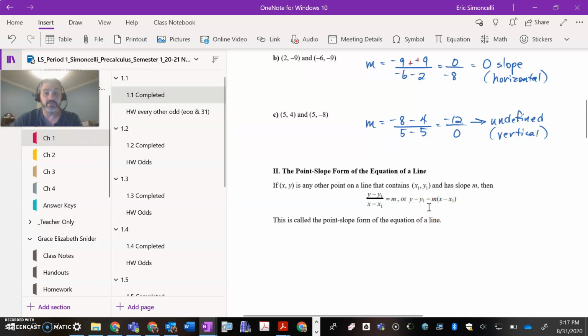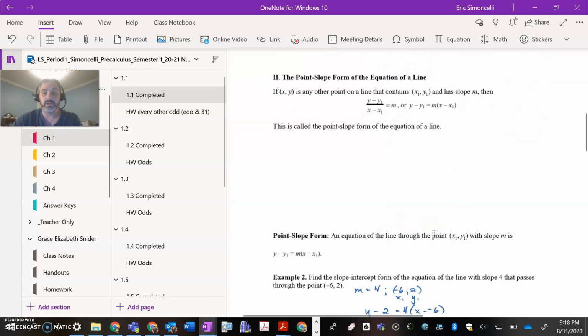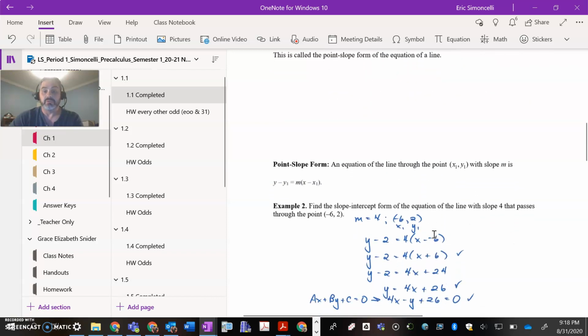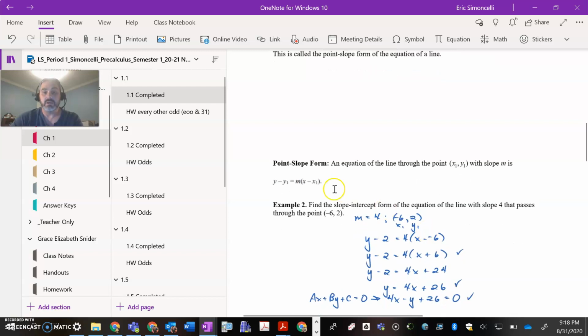Hopefully this looks familiar to you. You may recall this is called the point slope form of the equation of a line. Again, something you learned in Algebra 1. So if we carry that down, as you can see on the next page, point slope form, an equation of the line through the point x1, y1 with a slope m is given as such. And in example 2, we'll go ahead and apply that exactly as you see it.